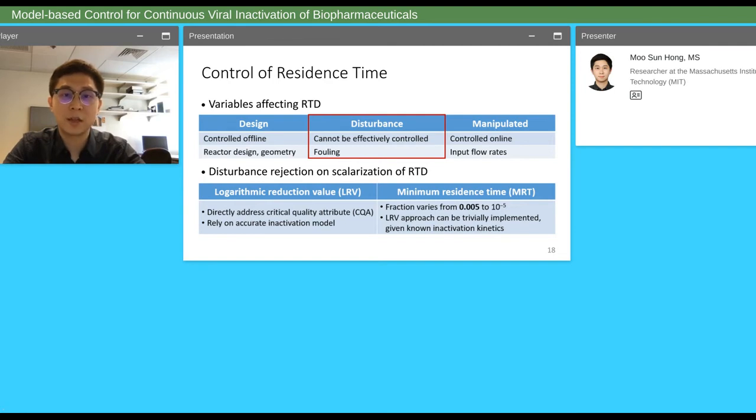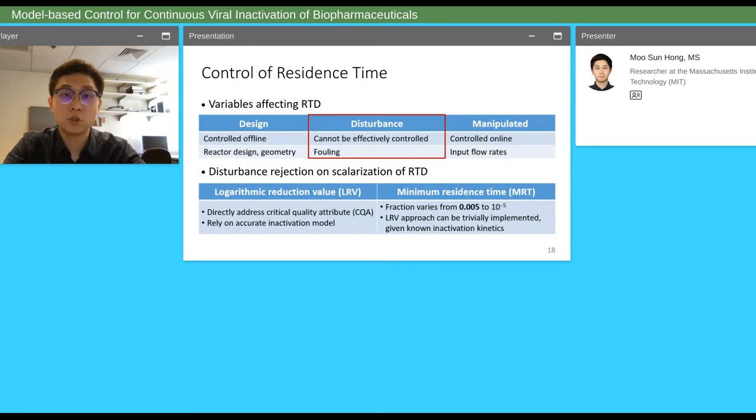One scalarization is the logarithmic reduction value approach, where a nonlinear model is used to relate residence time distribution to scalar logarithmic reduction value. This approach directly addresses the critical quality attributes, but it relies on an accurate inactivation model. However, inactivation kinetics vary from virus to virus, and they are uncertain during the process development stage. So we avoided this uncertainty by utilizing the minimum residence time approach.